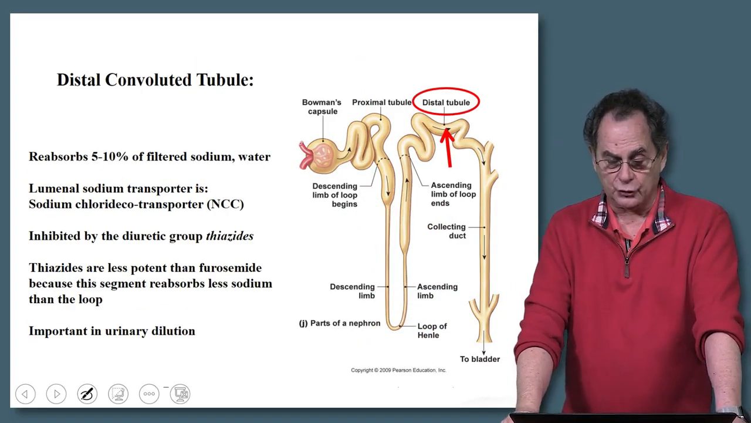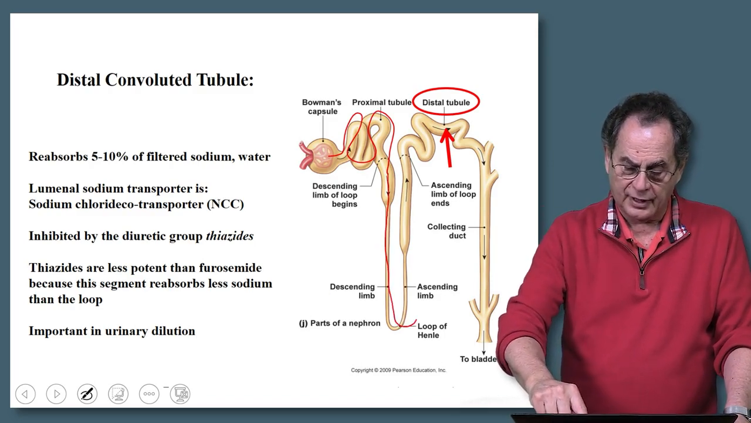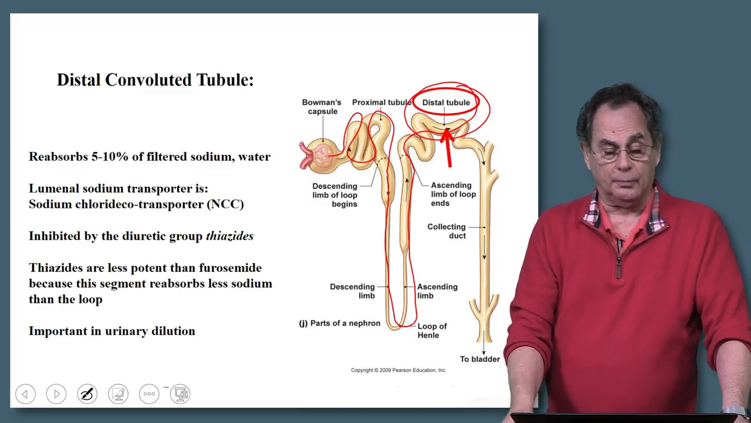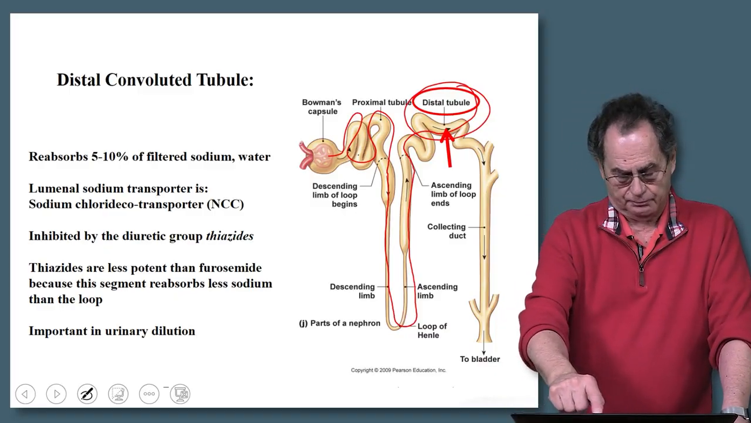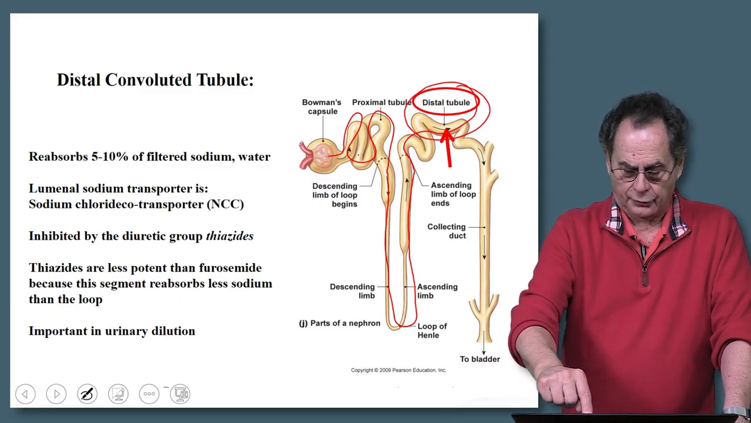The distal convoluted tubule. So we've raced through the proximal tubule, we've come to the loop of Henle, we've gone up the thick ascending limb, and now we're sitting in the distal tubule. Two thirds of the water is reabsorbed, another third of the, well, let's say 60%, another 30%.